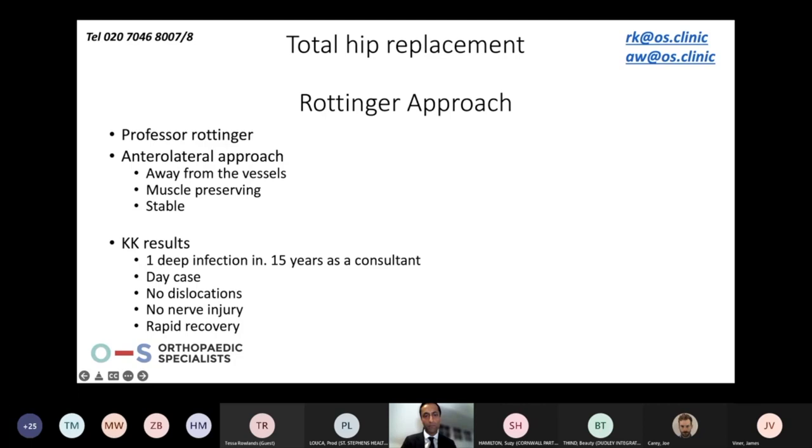years that he's had as a consultant, he's had one deep infection. Now that's unheard of. It's a really unusual statistic. It's not unusual to have them as a day case. He's had no dislocations at all with no nerve injuries.